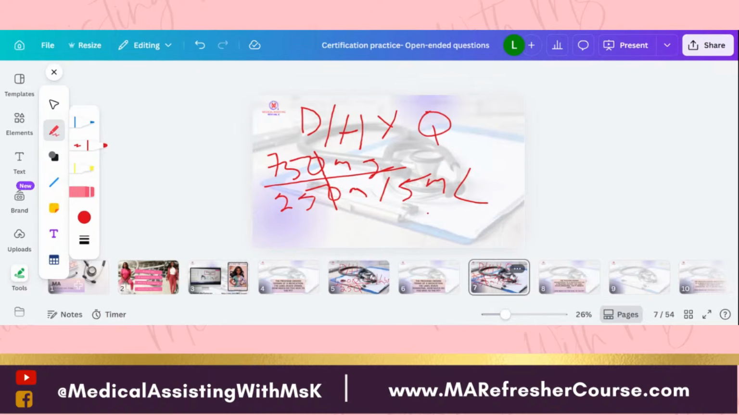How much is that? Okay, I see y'all are already on it. So that's going to give us 3. So 750 divided by 250, or 75 divided by 25, that's going to give us what? 3. Now, the next step is that we're going to multiply by the Q, and the Q is simply the 5 ml. So that's going to be 3 times 5 ml, which is going to be what?